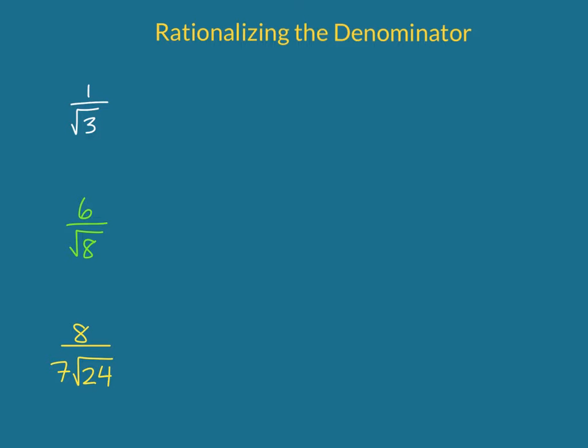The way that we do that is we have to think about what can we multiply root 3 by to make it just a regular 3. And that answer is itself. So we're going to multiply this denominator, root 3, by root 3. Whatever we do to the denominator, we must also do to the numerator because those are the rules of fractions. And when we multiply straight across, 1 times root 3 is just root 3. So that's what we'll have there.